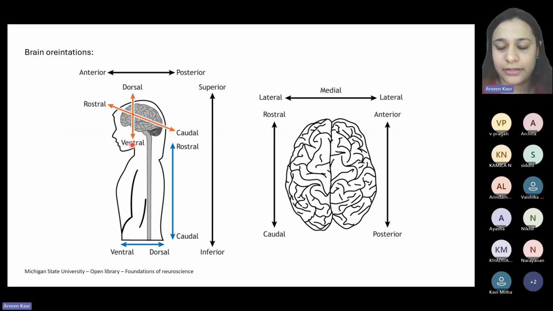That was that. Apart from that, there are two more major terms that we should know. One is medial, which refers to the middle, and lateral, which is anything away from the middle. So that is how orientations are in general discussed, not just in the case of brains, but in the case of other body organs also.